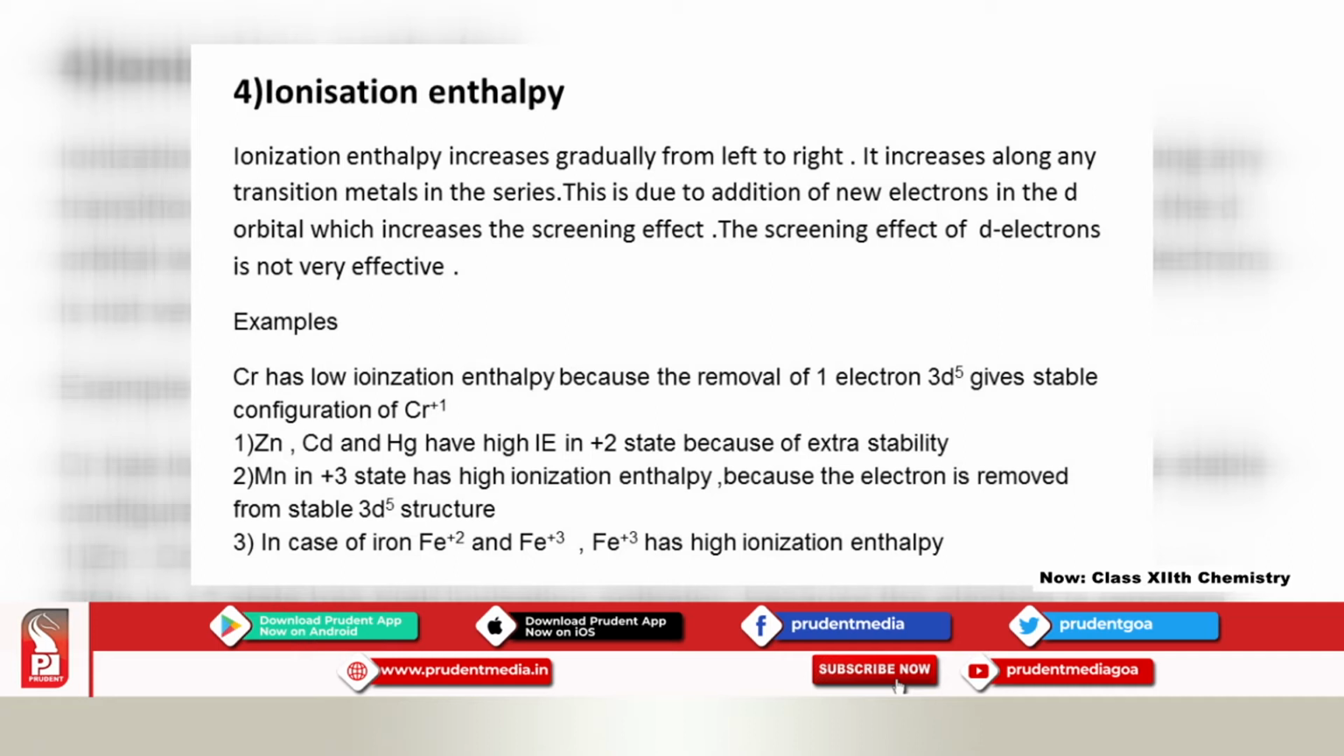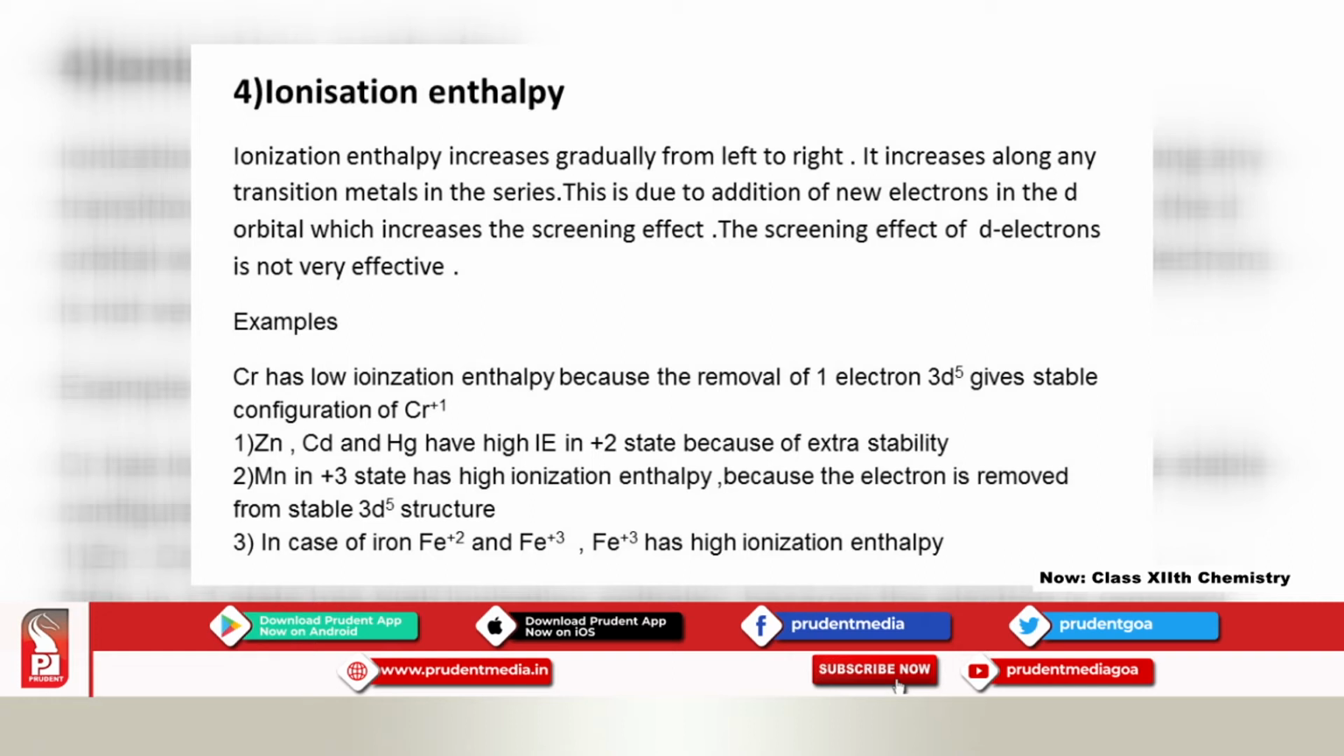See the second case: zinc, cadmium and mercury. They have high ionization energy. The reason is that zinc, cadmium and mercury have a stable electronic configuration. If you remove the s2 electrons, which are 4s2 in the 3d series, 5s2 in the 4d series and 6s2 in the 5d series, it disturbs the d10 configuration, so it gets extra stability and they have high ionization energy. The next is Mn. The Mn+ 3 state has high ionization enthalpy because the electron removed is from the 3d5 structure.